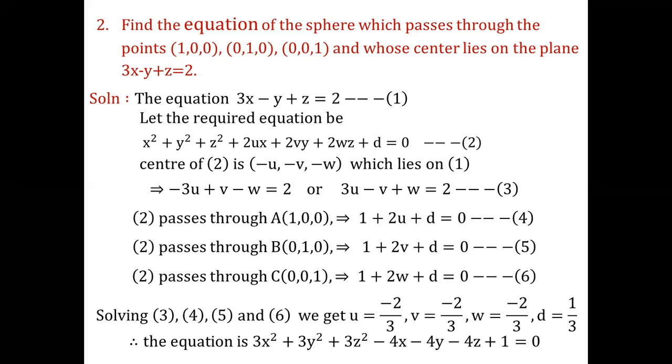Now we have equations 3, 4, 5, 6, and we have 4 unknowns: u, v, w, d. So solving this, you are going to get the values of u as -2/3, v as -2/3, w also as -2/3, and d as 1/3.